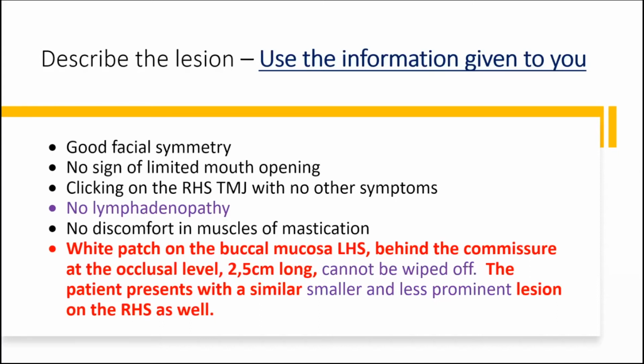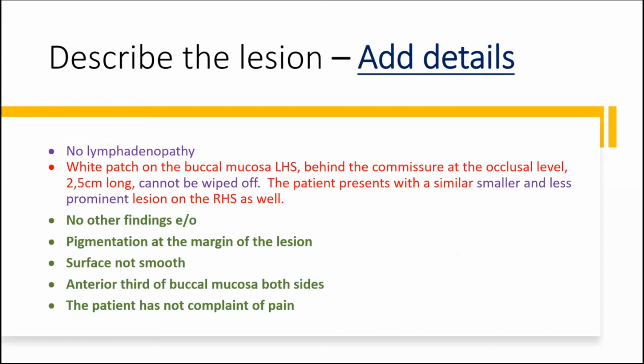If we go further than that, you can add details of what you see in the photo. All right, so I've repeated the first two, and then as I said before, no other findings extraorally, so we didn't have any skin problem on the face. Pigmentation at the margin of the lesion on the right-hand side. The surface is not smooth. The anterior third of the buccal mucosa is affected on both sides. The patient has not complained of pain. You can add that the lesions look, especially the right-hand side, roughly triangular, if you like. So any more details that you can give will work to your benefit.